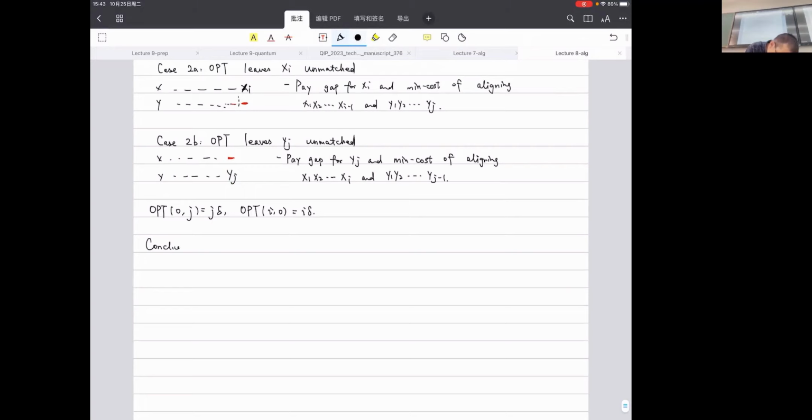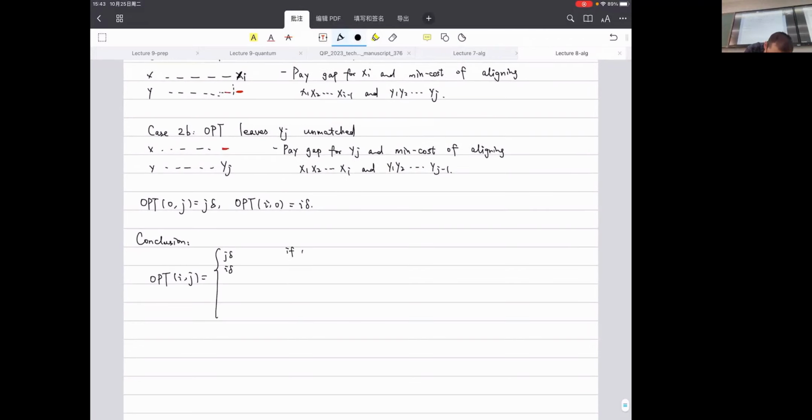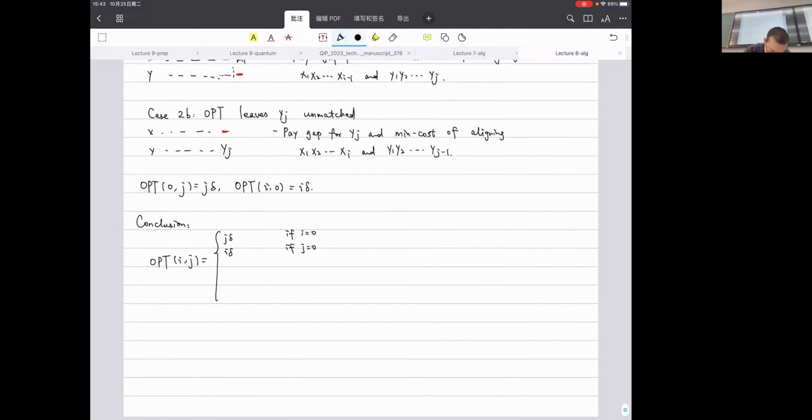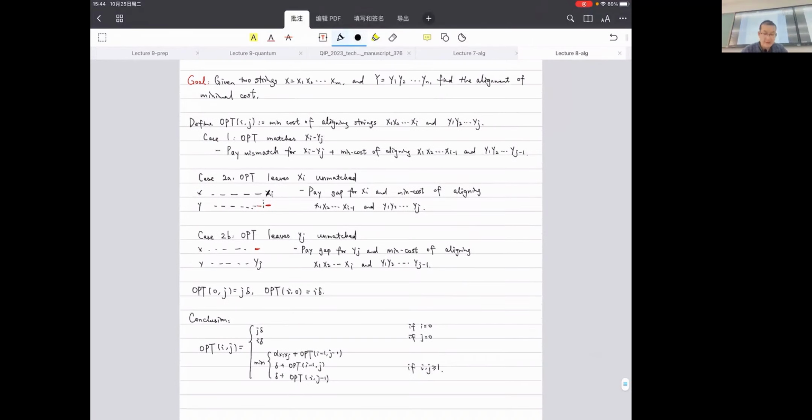So the conclusion, if we want to think along this dynamic programming idea, is that we know OPT ij equals j delta if I equals 0, I delta if j equals 0, and otherwise, for the really interesting case, it is going to be the minimum of alpha xi yj plus OPT I minus 1 j minus 1, and delta plus OPT I minus 1 j, and delta plus OPT I j minus 1, if ij is also feasible. So any questions for this discussion and the conclusion?